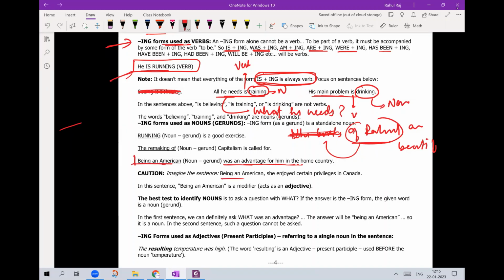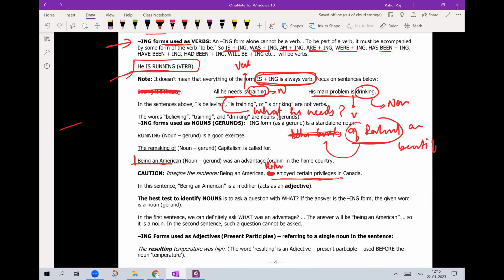But imagine here, being an American, C enjoyed certain privileges in Canada. Now imagine in place of C, there should be some name. You can't write he, C and all, but it's a generalized thing. So being an American, imagine I say Ritu enjoyed certain privileges in Canada. Now, if you remove being an American from here, what is the sentence? Ritu enjoyed certain privileges in Canada. So this is an absolutely perfectly fine statement.